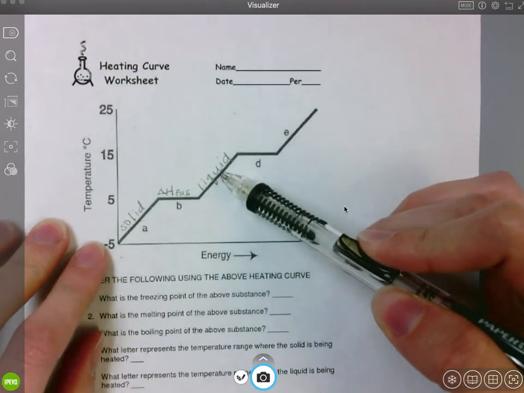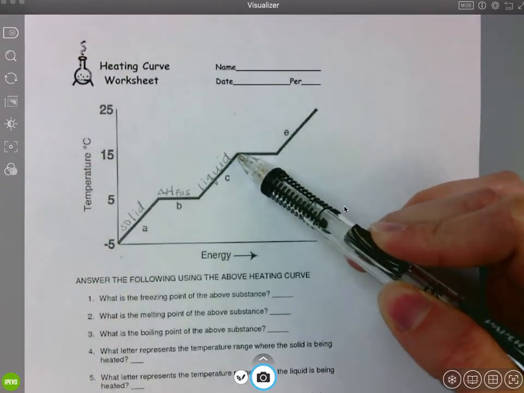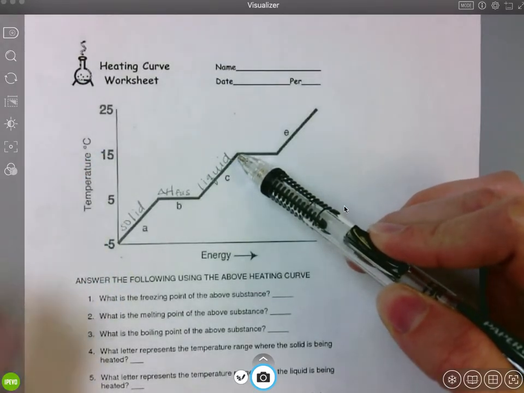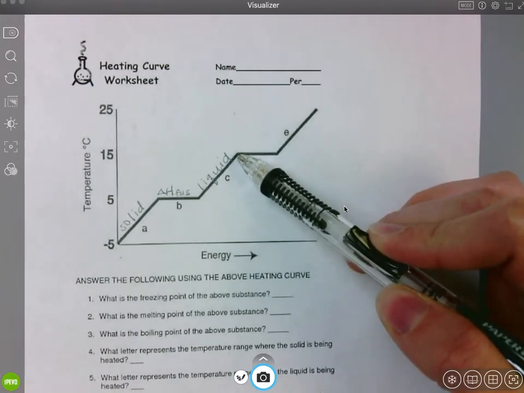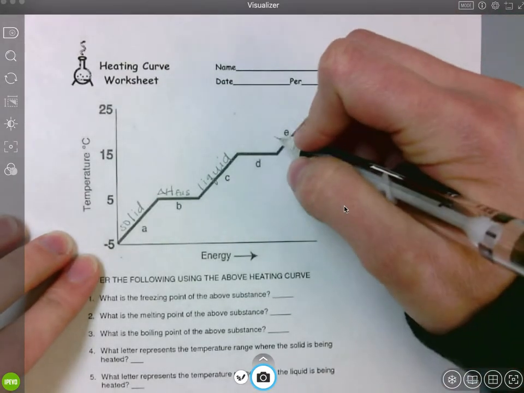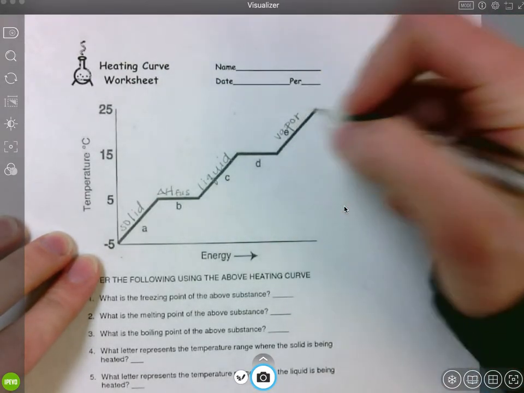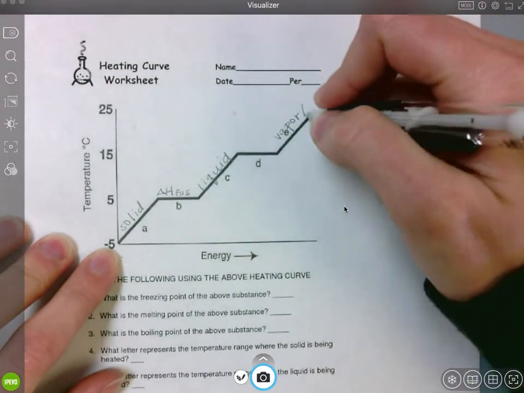Okay, so now we're at a liquid. We are putting in energy. That energy is going into increasing the temperature of our liquid until we hit a certain temperature where our water is going to boil, and boiling is going to create vapor. So letter E, we've got vapor. So solid, liquid, vapor, or gas.